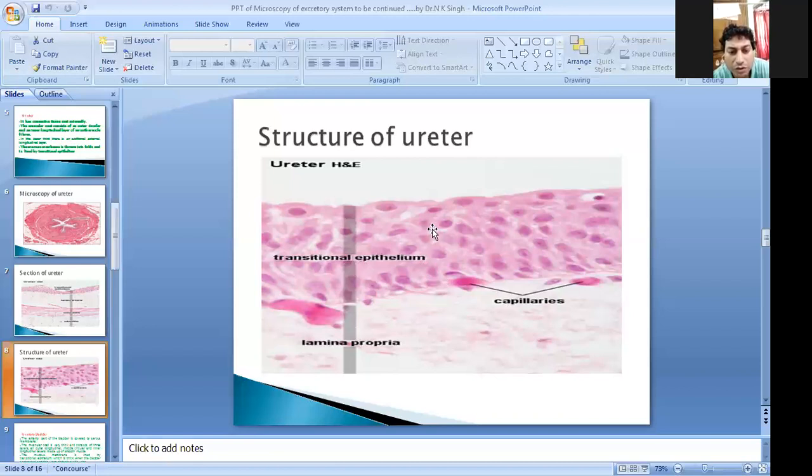And one more special feature of this transitional epithelium is that the apex is umbrella-like. I will show you in the different diagrams which I have. The apex will be umbrella-like. So you can identify it by seeing the apex. If the apex is umbrella-like, you can say that it is transitional epithelium.